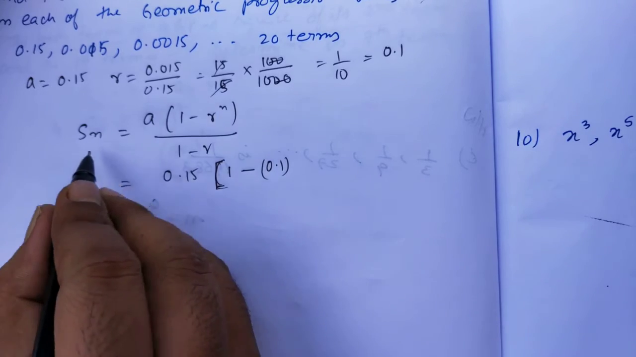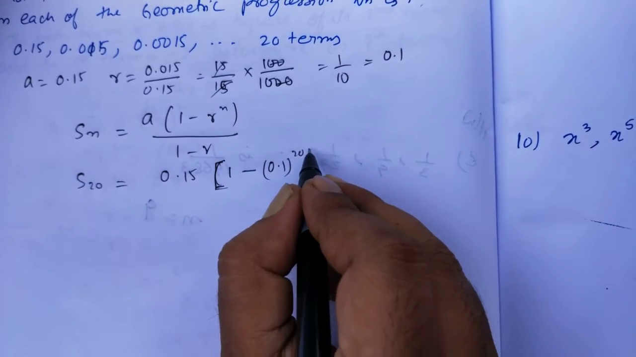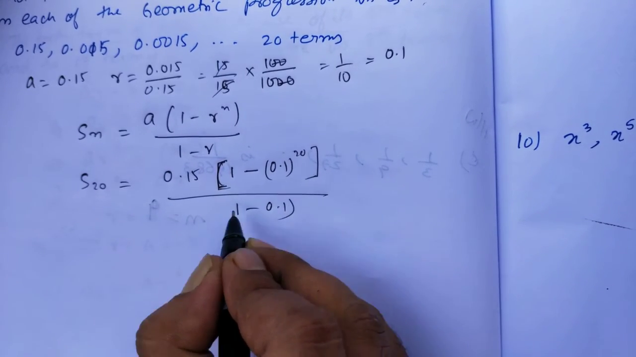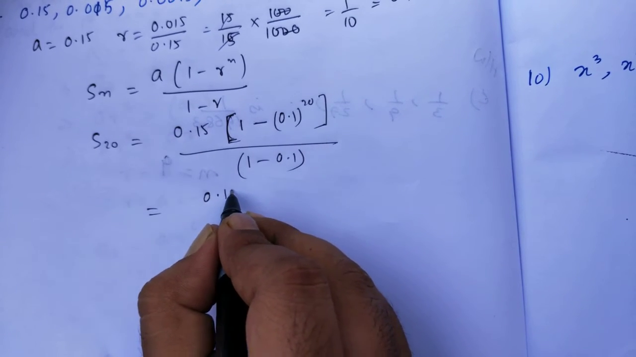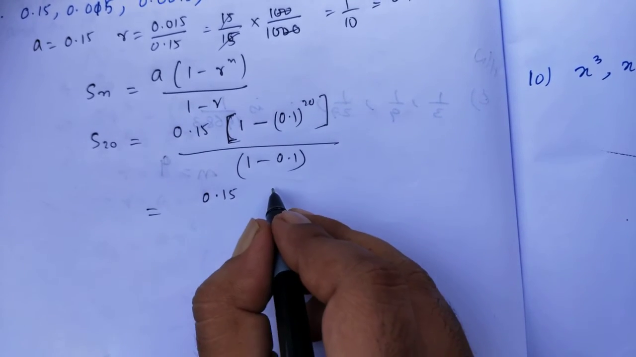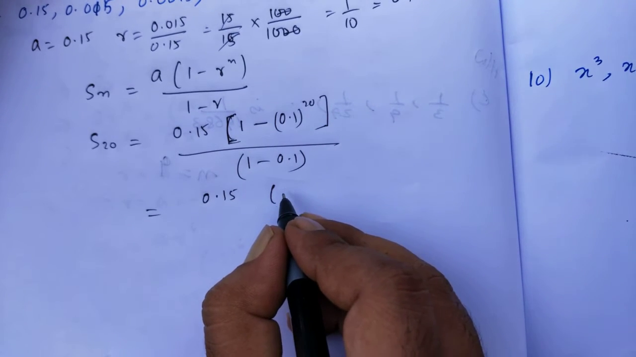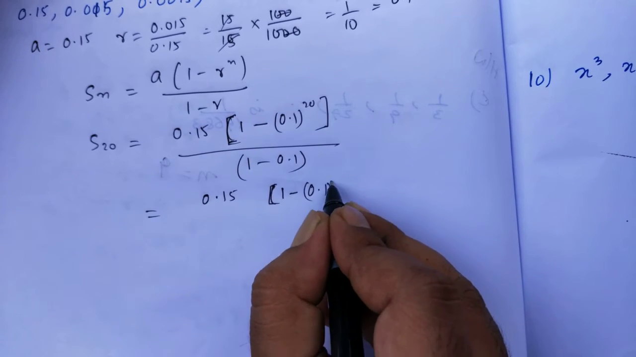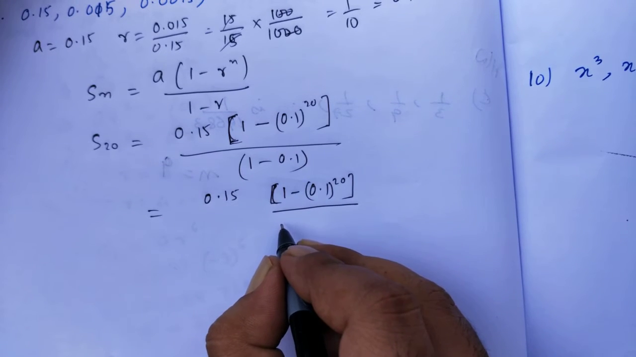So you're going to find S20, okay? So in place of n it will be 20, 1 minus 0.1. So it will be 0.15, this part will be, keep it like that, this is a very big number, so we can just write 1 minus 0.1 power 20, and this, if you subtract, you'll get 0.9.